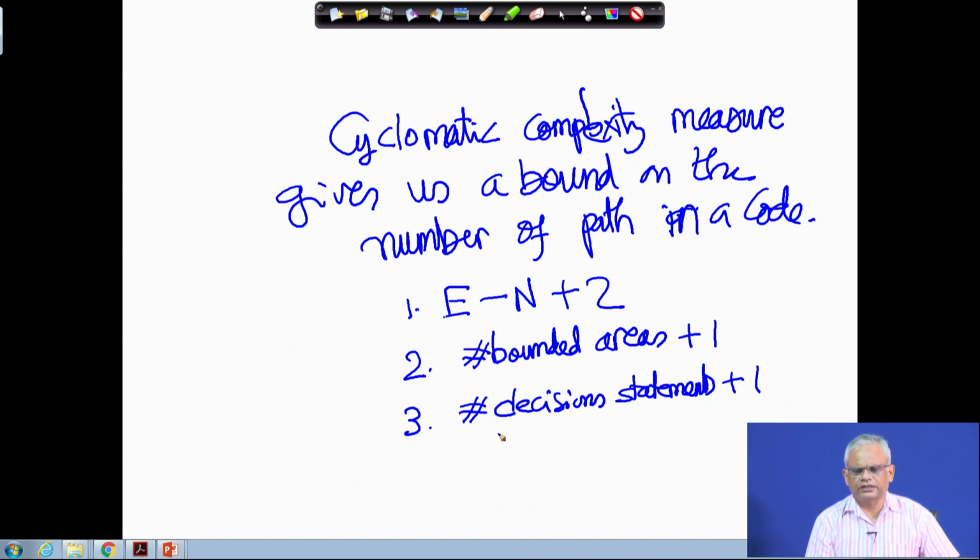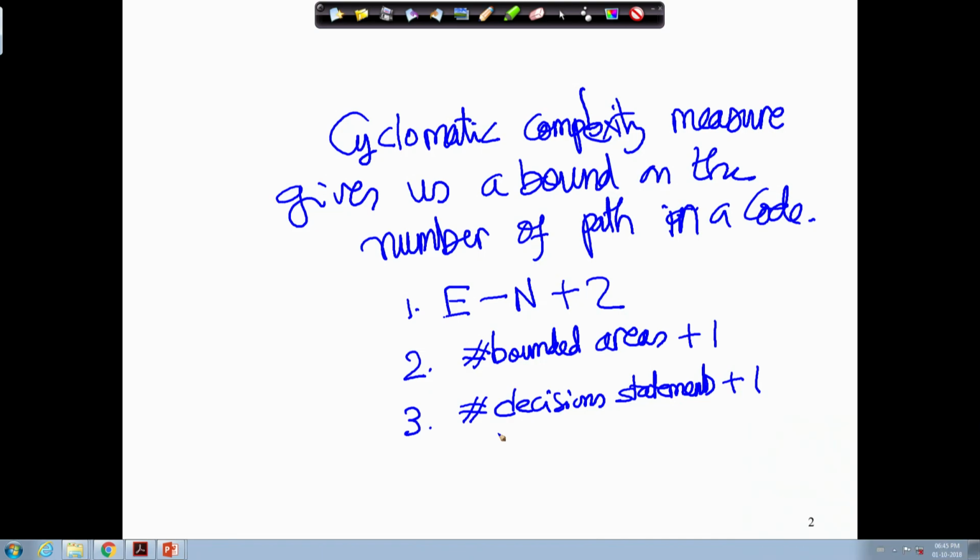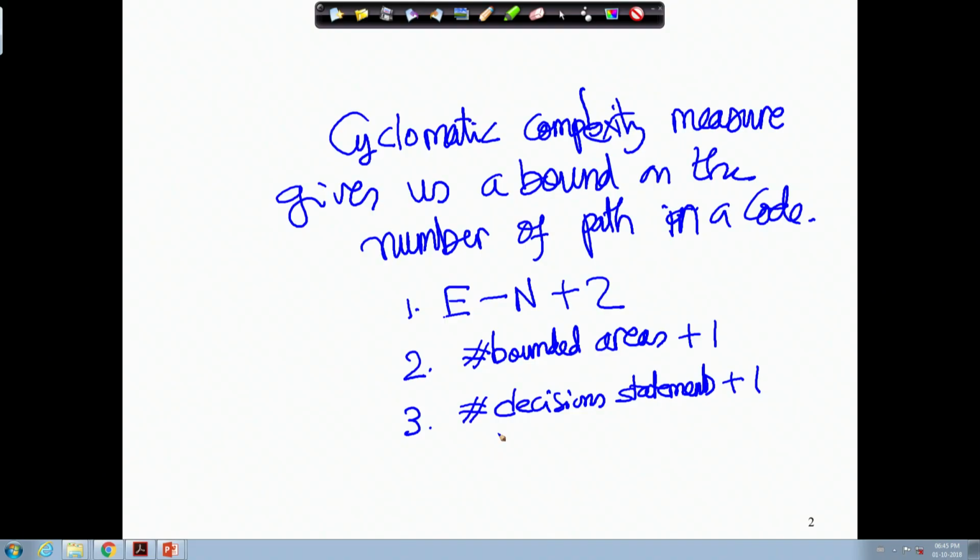So, the cyclomatic complexity is an important metric, and it helps us to identify at least how many test cases are needed for path coverage, what is the testability of the program, how easy it is to understand the code, and so on. So, it is a very important metric, and please look at the lecture again, we discussed it quite elaborately.